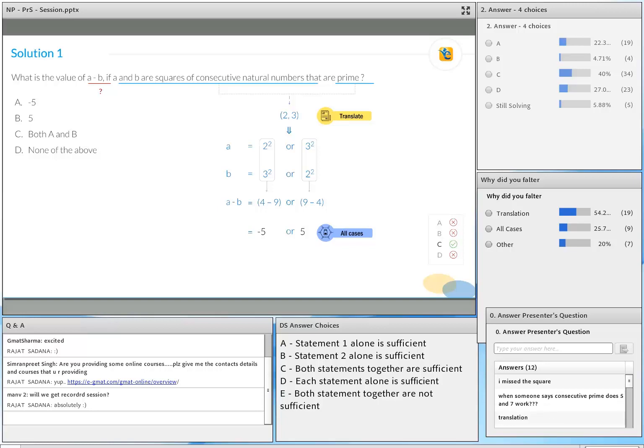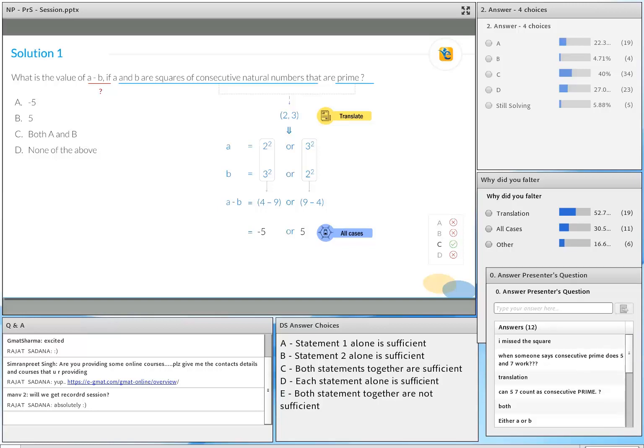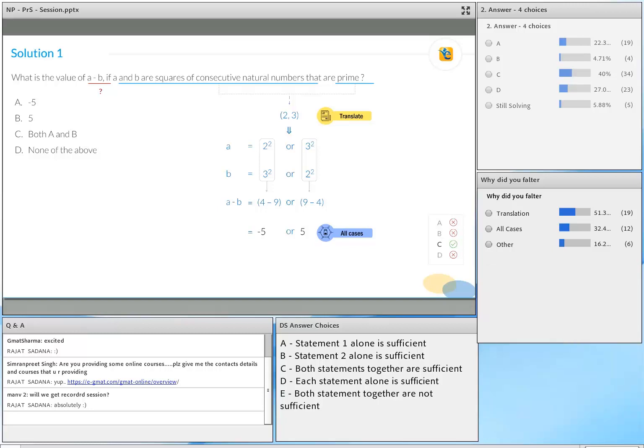But it must be A or B, how can it be both? I don't understand that question. I missed the square. Okay, you missed the square itself. Again, you missed the square. That is also part of the translation bit. You missed the square part. That comes under translation. All right. So, cool.